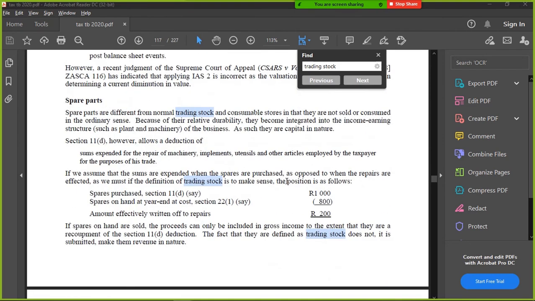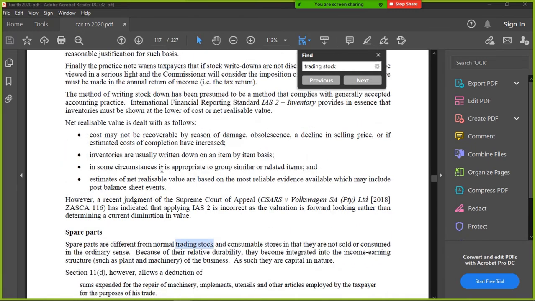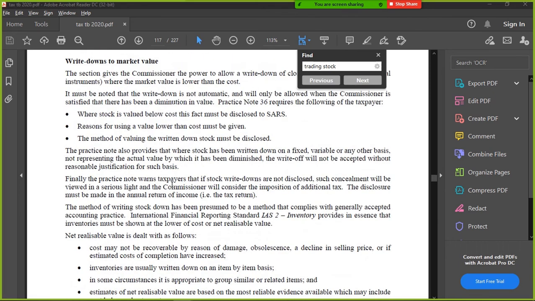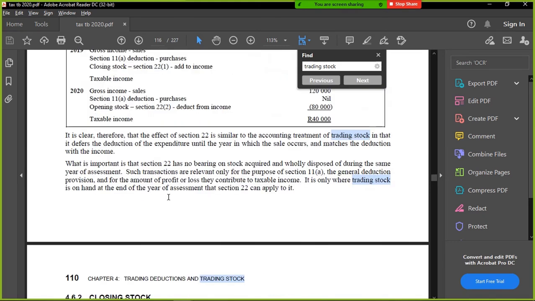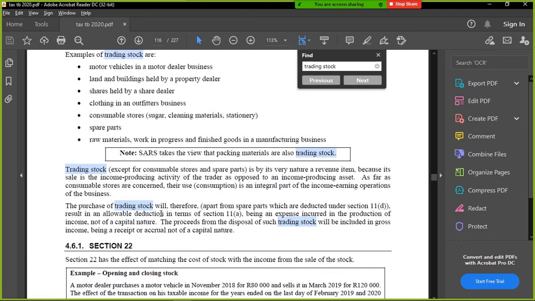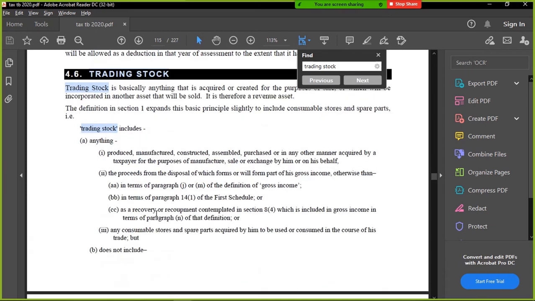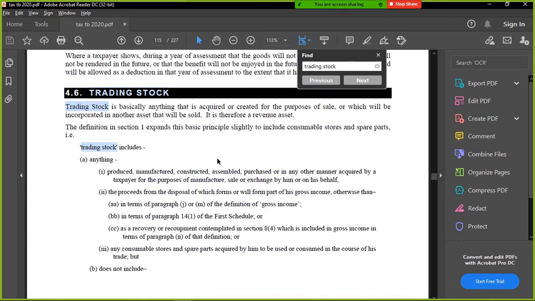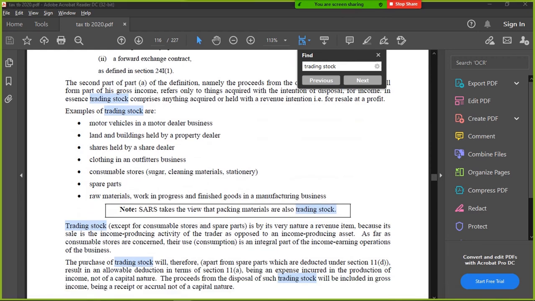It might be here at the beginning. Deduction. No, this is spare parts. There, net realizable value. Probably earlier on. It might even be in the study guide. The study guide might be easier to find because I'm having problems finding the actual words. Let me go to the study guide. I've got the study guide open as well. Where's the opening stock, closing stock?